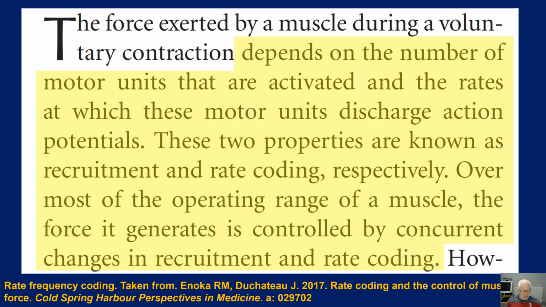And in fact, if we look at this really nice statement from Roger Enoka, which was published not that long ago in Perspectives in Medicine, he writes: the force exerted by a muscle during a voluntary contraction depends on the number of motor units that are activated, which we've been referring to, but also the rates at which these motor units discharge action potentials. The action potential is basically the neural signal. These two properties are known as recruitment and rate coding, respectively. Over most of the operating range of a muscle, the force it generates is controlled by the concurrent changes in recruitment, that's the Henneman size principle, and what is referred to as rate coding.